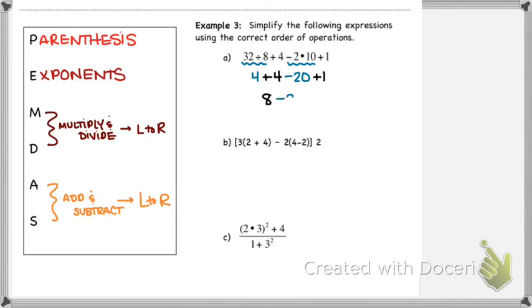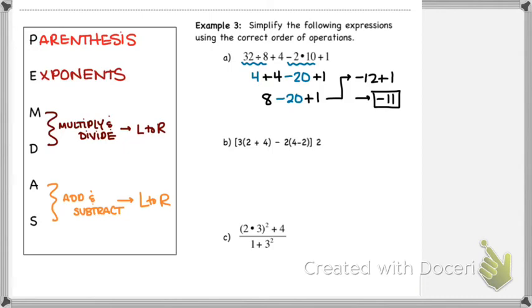If we work this problem from left to right as we go down, adding and subtracting, we get that 8. Then we subtract 20, which gives us a negative 12. Then we add 1 for a negative 11. Even though it'd be awesome for you to do this without a calculator to test if you understand the order of operations, calculators are totally okay.